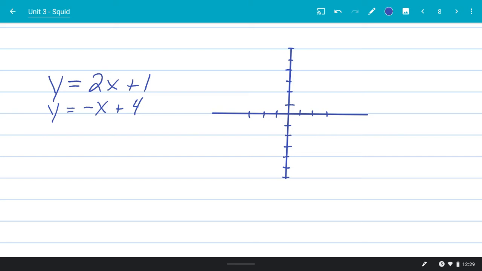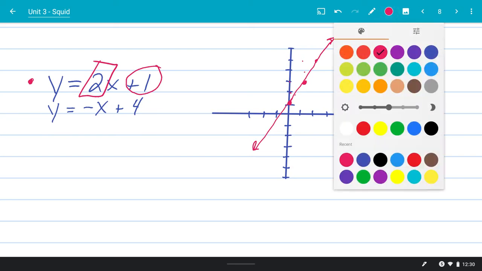Let me start with the first equation and graph it. I'm going to use red for that one. My y-intercept is 1, and my slope is 2. So go up 2 over 1, up 2 over 1. I'm just doing a rude graph here, which means I'm not worried about the little things, just making sure we get a good idea of what it looks like.